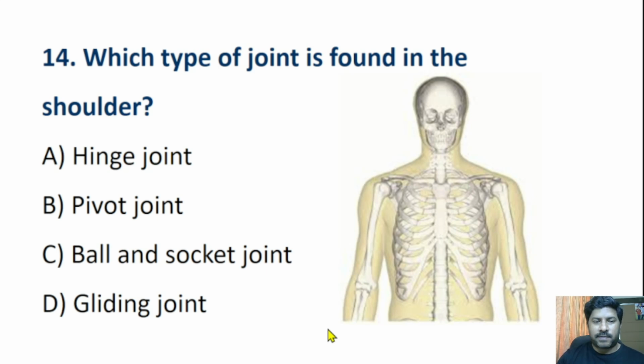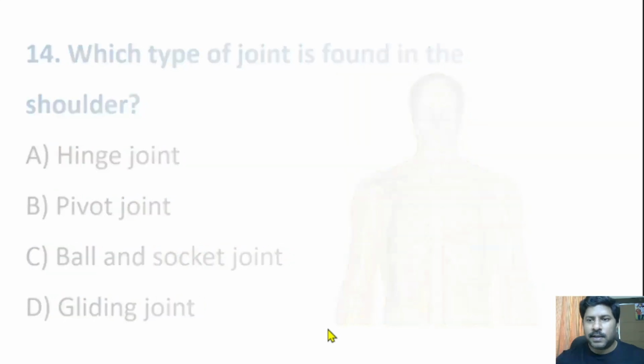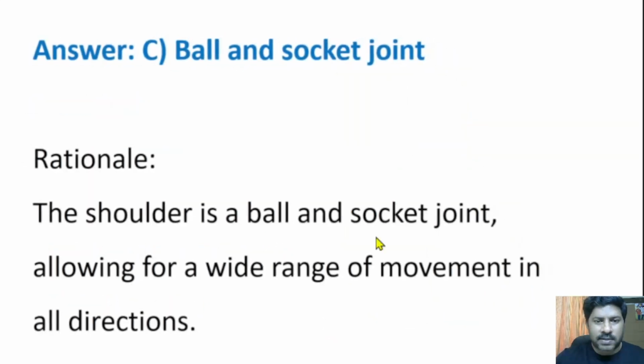Another important thing is ball and socket joint has maximum movement ability. So other types of joints have some limitation in movements, but ball and socket joints have maximum movement ability. The shoulder is a ball and socket joint allowing a wide range of movement in all directions.